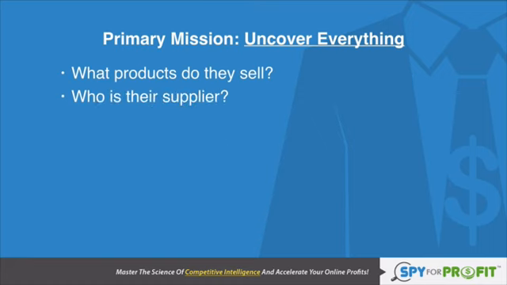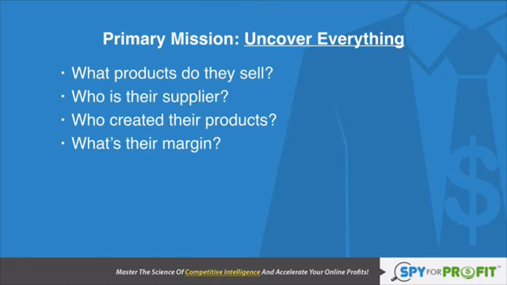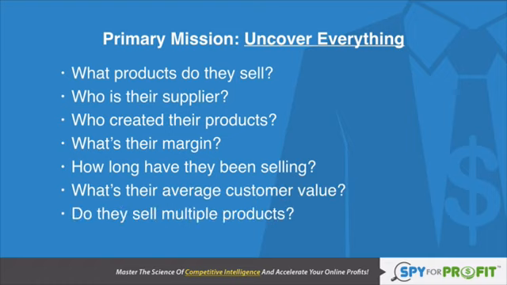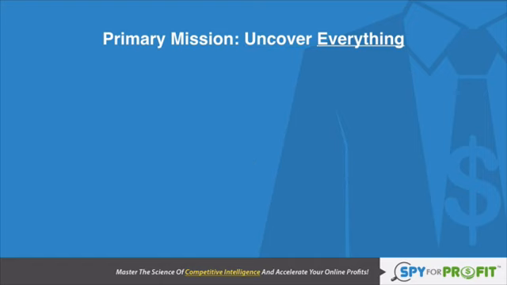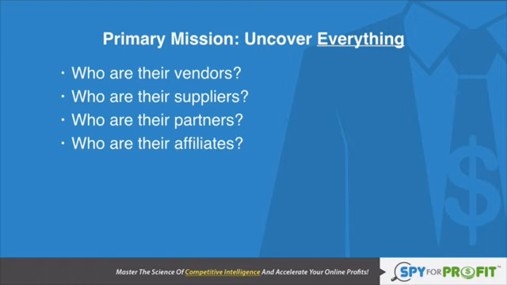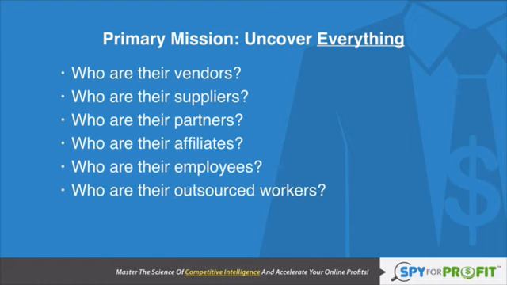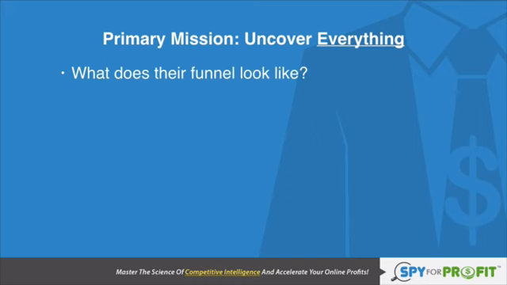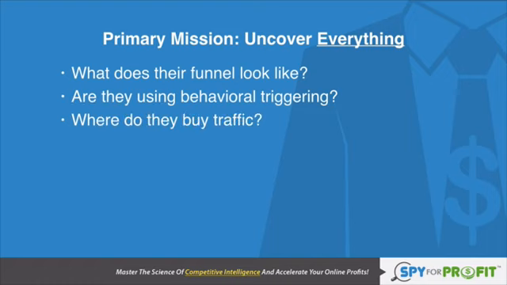What products do they sell? Who is their supplier? Who created their products? What's their margin? How long have they been selling these products? What's their average customer value? Do they sell multiple products? Who are their vendors? Who are their suppliers? Who are their partners? Who are their affiliates? Who are their employees? Who are their outsourced workers? How big is their team? What does their funnel look like? Are they using behavioral triggering?